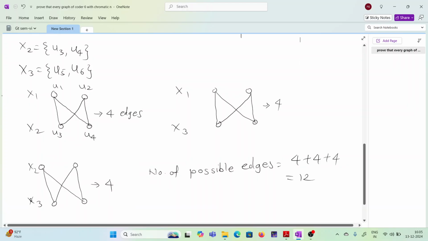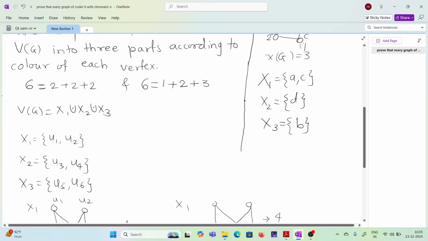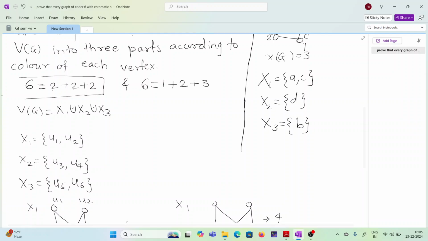But we have discussed this partition, 6 is equal to 2 plus 2 plus 2. That means we have divided the vertex set into 3 subsets x1, x2 and x3, where each vertex set has 2 vertices. But there is one other possibility, that is 6 is equal to 1 plus 2 plus 3. So what will happen if the vertices are divided into 3 parts, such that the first vertex set contains one vertex, the second vertex set contains 2 vertices, and the third vertex set contains 3 vertices.